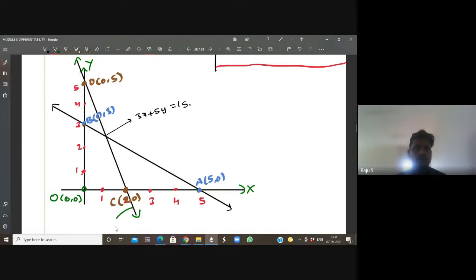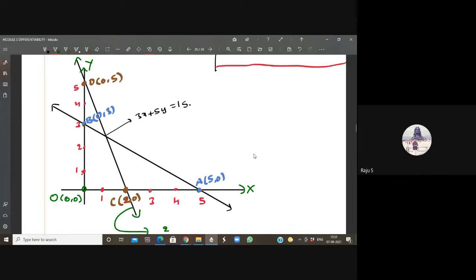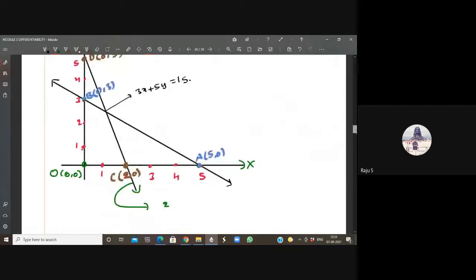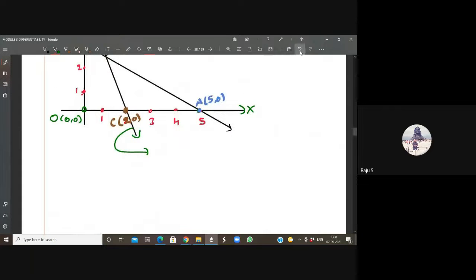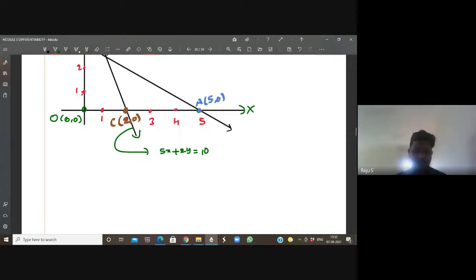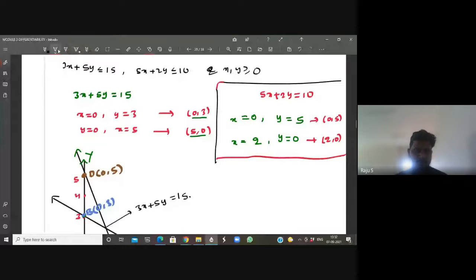This line equation is 5x plus 2y is equal to 10. Fine. Next, coming to inequality. These are the graphs of the given linear equations. Now I'm going to take one by one.